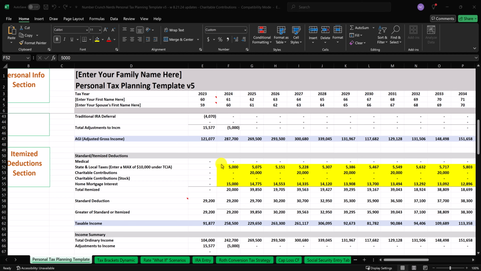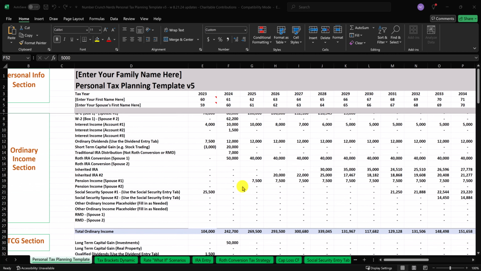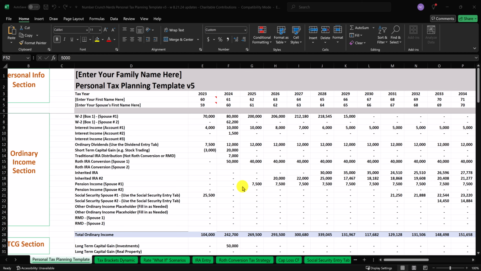All right, now that we've set up the framework of what a typical bunching strategy might look like, the next thing we want to do is start to think about how we can use the bunching strategy in conjunction with some of our other strategies. For example, if we scroll back up here to the top, how can we use it in conjunction potentially with doing Roth IRA conversions? So right now, for example, I have a $40,000 Roth conversion in 2025 in this fact pattern that we currently have laid out in the template.